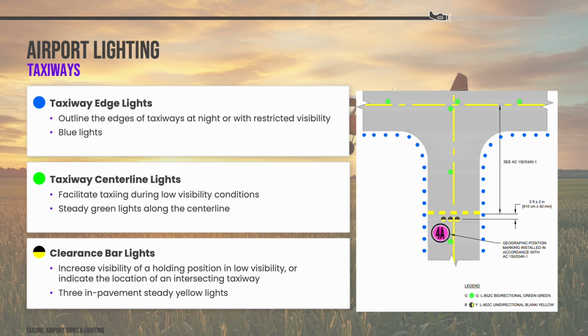And then any clearance bar lights that you're looking for are going to increase the visibility of a holding position in low vis or indicate the location of an intersecting taxiway. And those are going to be 3 in-pavement lights that are yellow in color and steady. So it looks like it's yellow on one side and black on the other there. That's because coming from the other direction, you're not going to see any light, but going onto that taxiway, you would see the yellow.